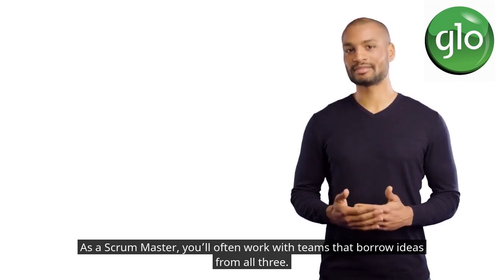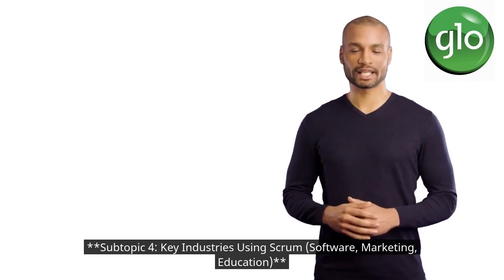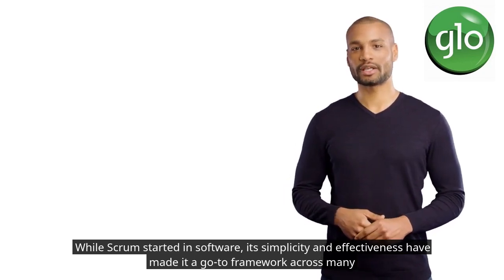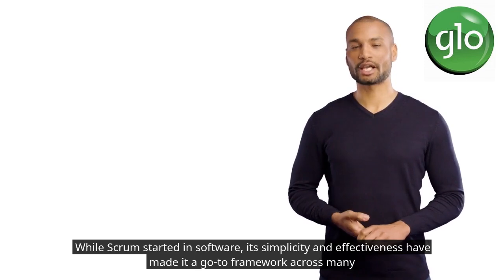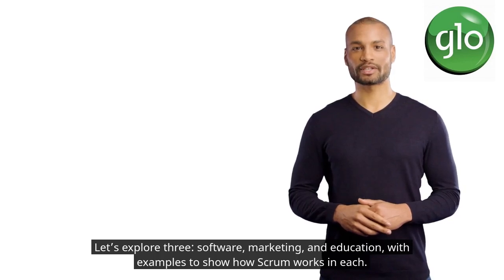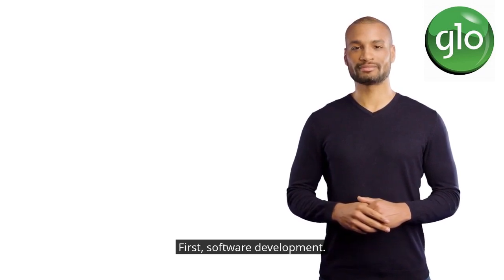Subtopic 4. Key industries using Scrum: software, marketing, education. While Scrum started in software, its simplicity and effectiveness have made it a go-to framework across many fields. Let's explore 3: software, marketing, and education, with examples to show how Scrum works in each.